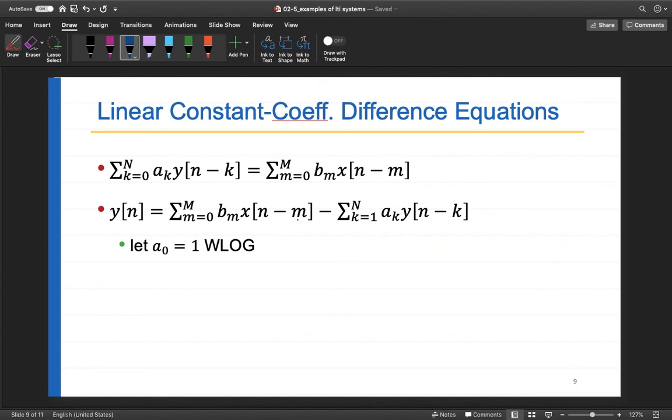So my y of n is simply this. I can write it like this. I can assume a0 is equal to 1 without loss of generality, because I can divide everything by a0 and scale my other coefficients. So now how do I represent such a system? Okay, let's start from this part. My y of n is the output, and my x of n is the input.